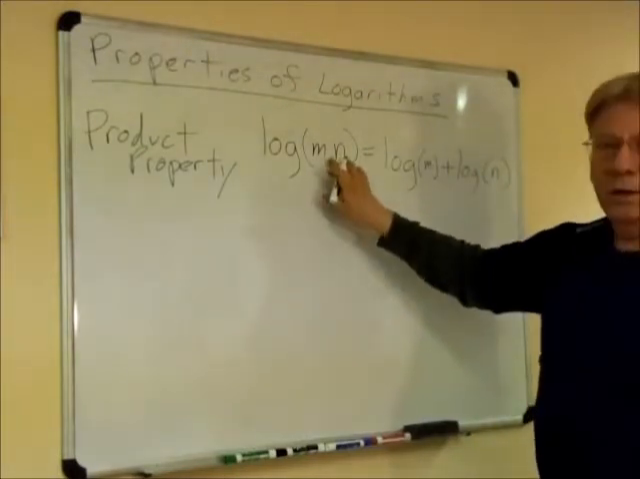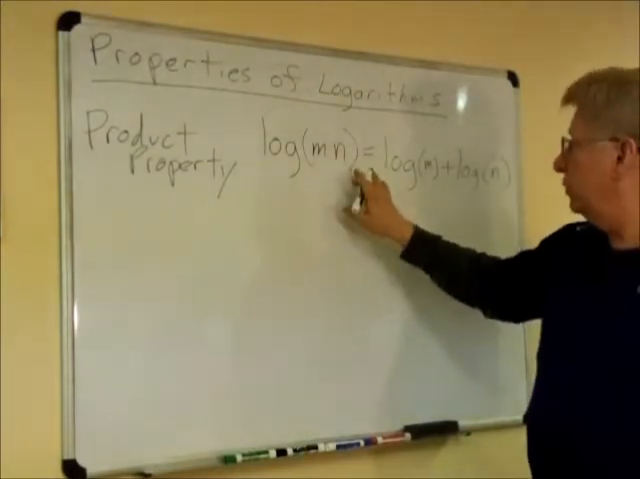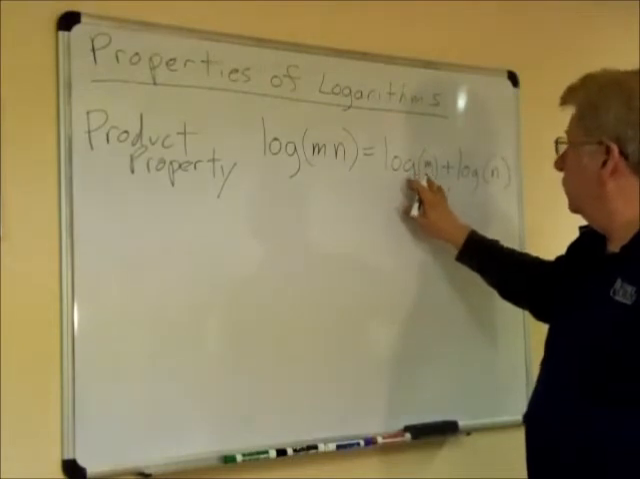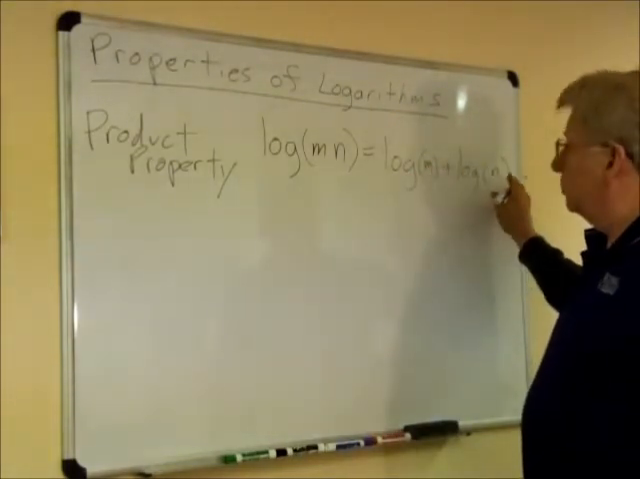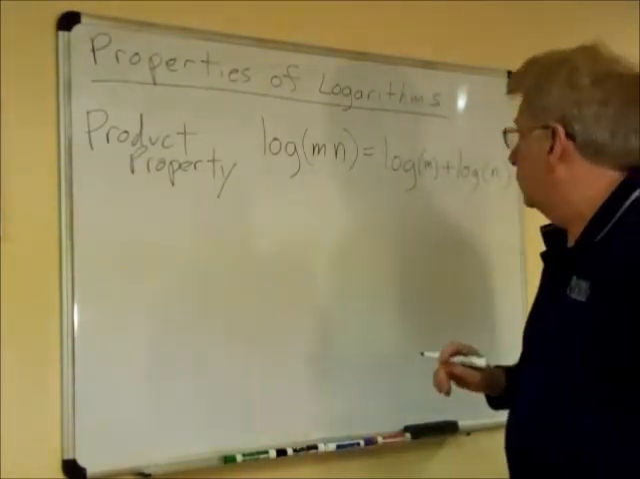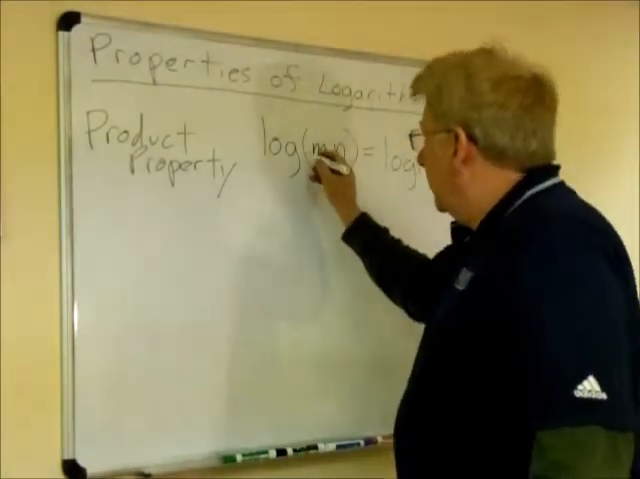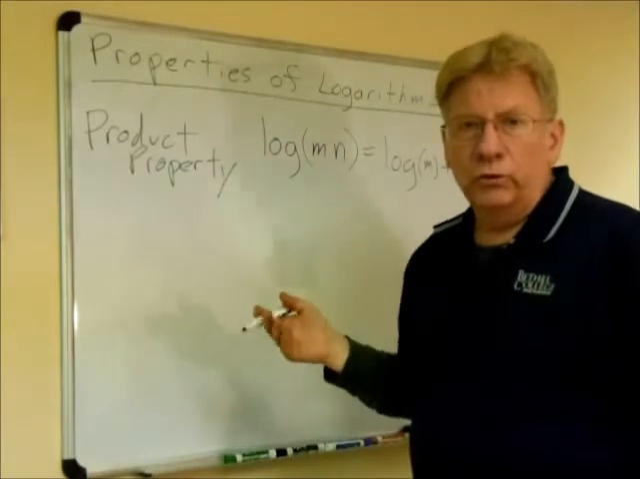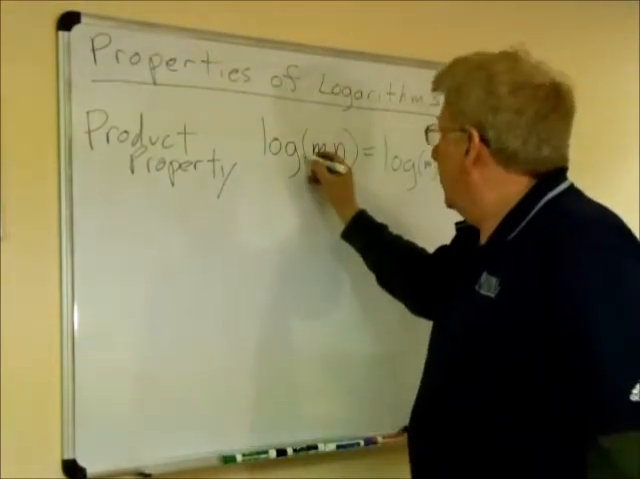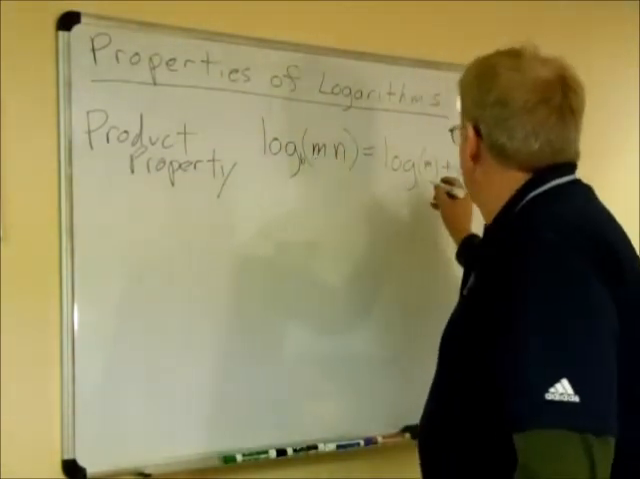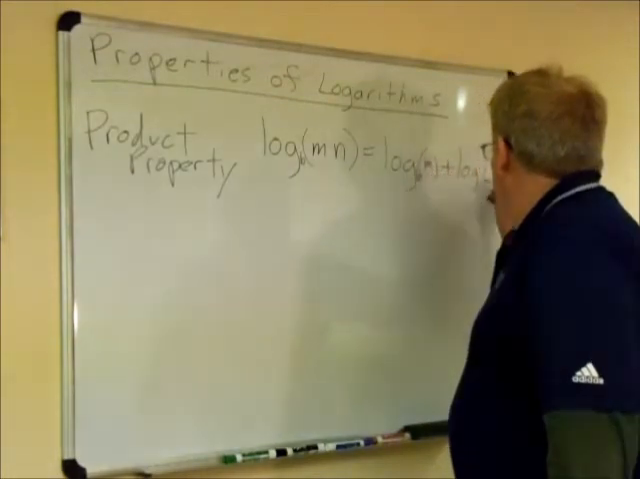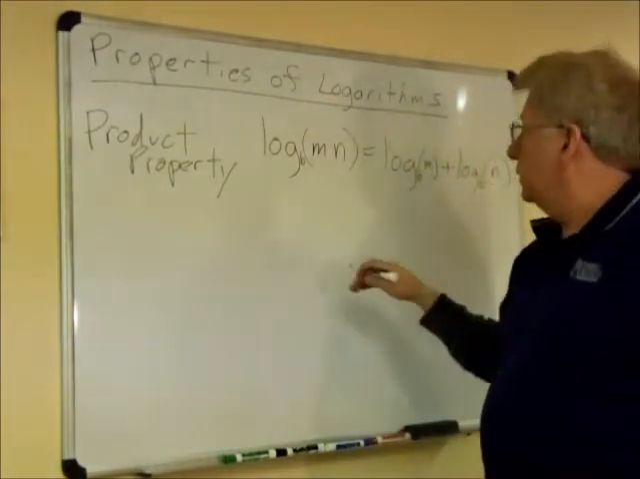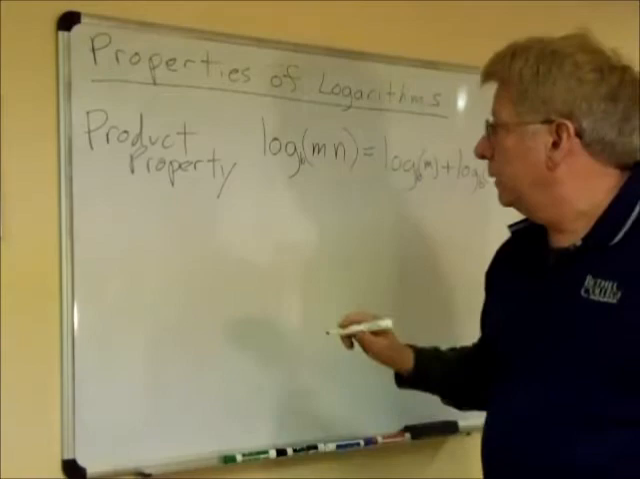So when we have this product, m times n, we can split this into two logarithms, the logarithm of m and the logarithm of n. That's the product property. And that could be any base. Right here I didn't put a number on it, so it's assumed to be base 10. But I can say log base b, and then it would be log base b plus log base b to add the two.